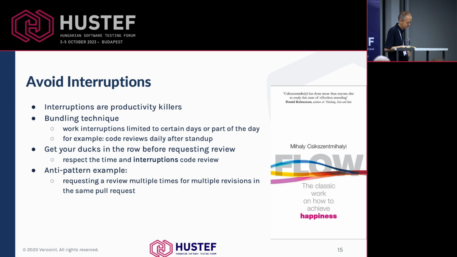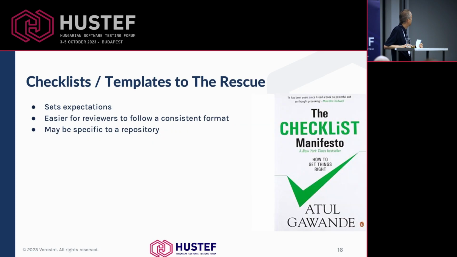One of those anti-patterns that I call out here is that sometimes junior engineers tend to request the code review like 15 different times on the same change, and that can drive people bonkers. So try to avoid that.